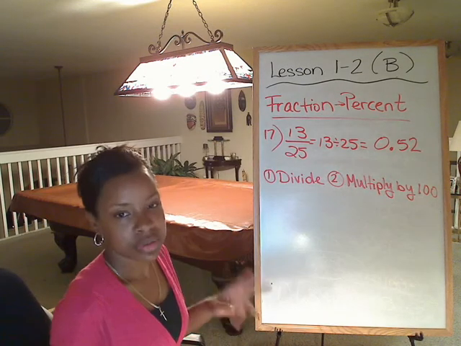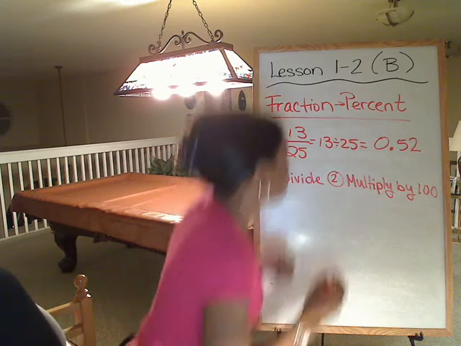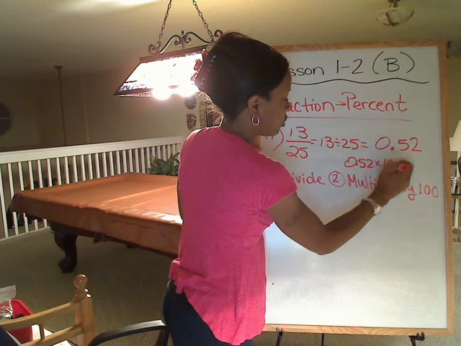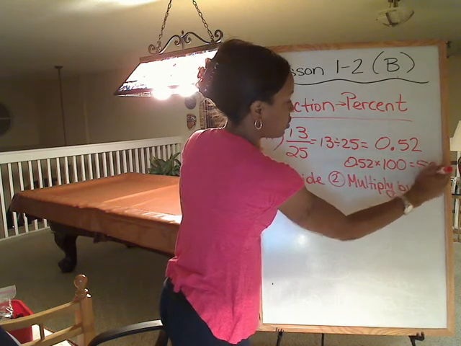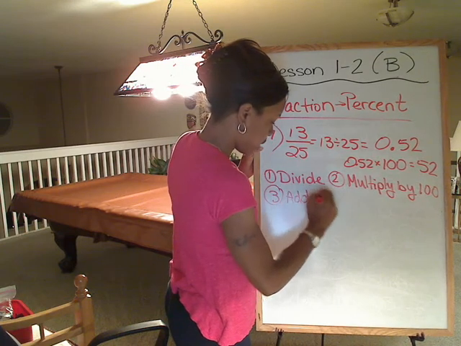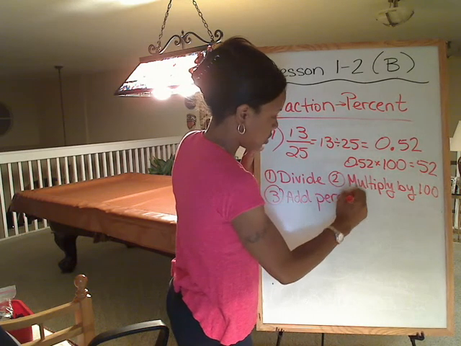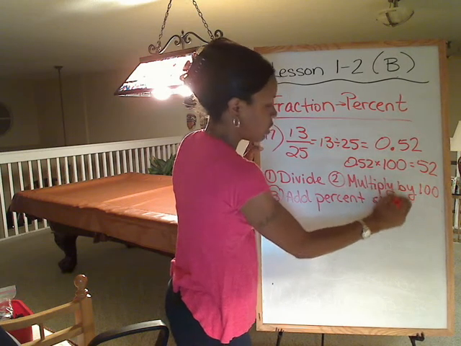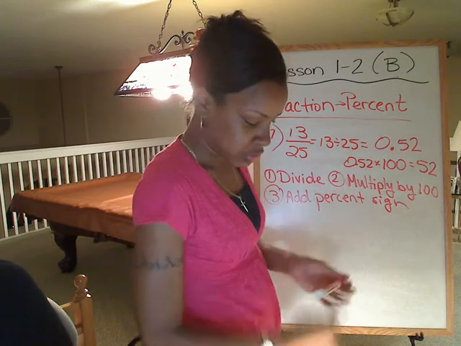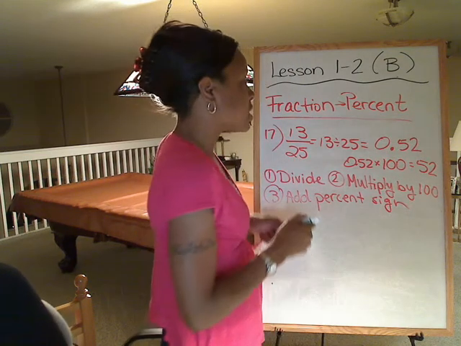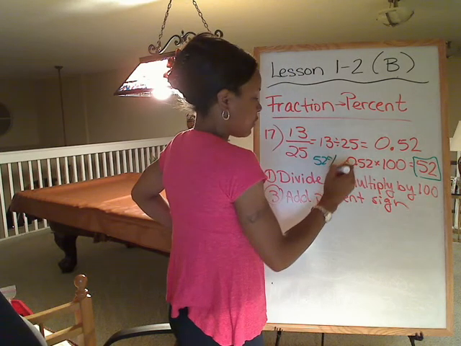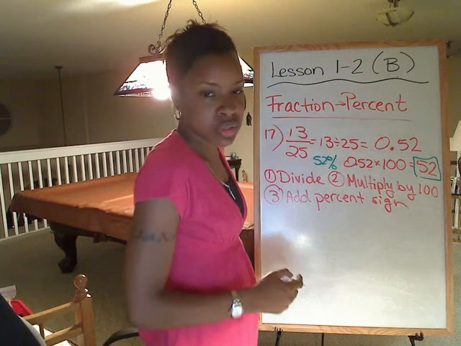Okay, so step 2 says multiply by 100. So we take 0.52, multiply it by 100, and we get 52. I'm going to put in a step 3, which is add the percent sign. When you multiply by 100, you just get the number 52, but remember, they asked you to write this fraction as a percent. So this is actually 52% as our final answer.